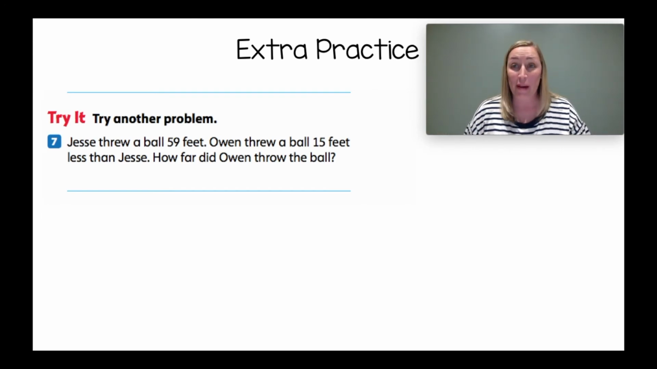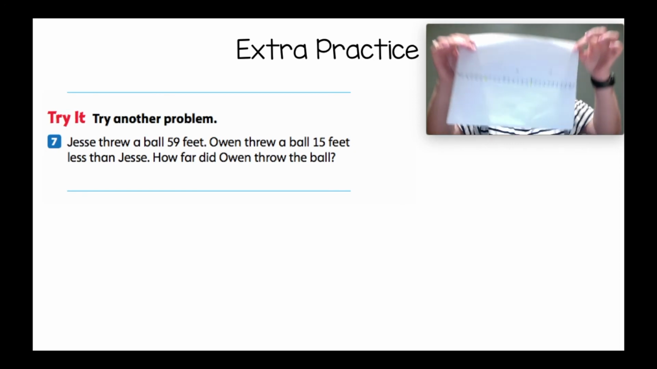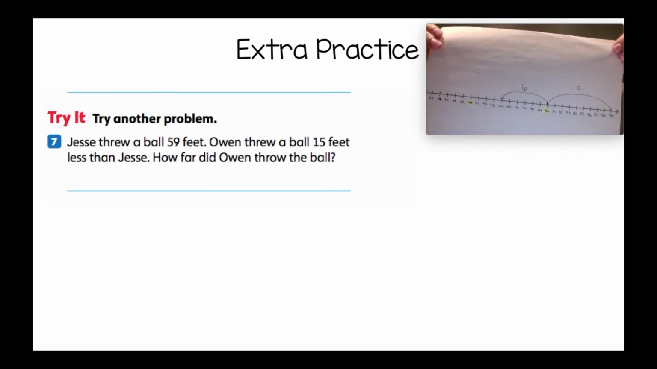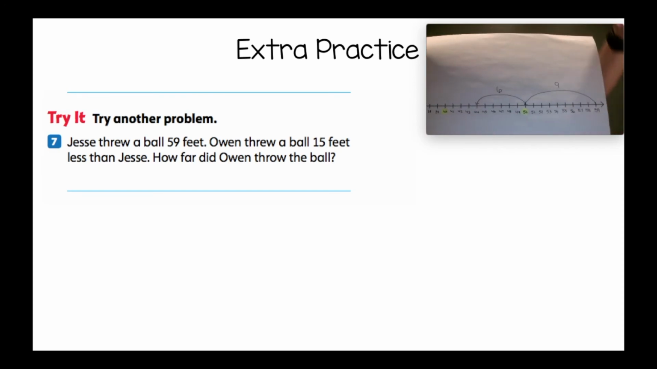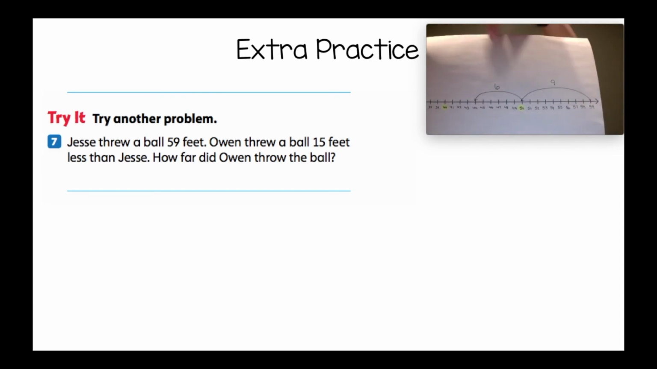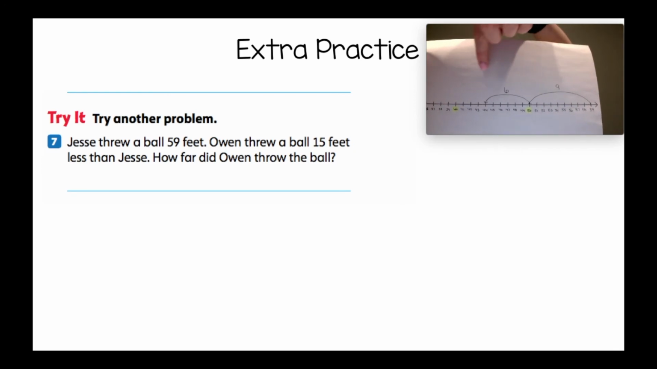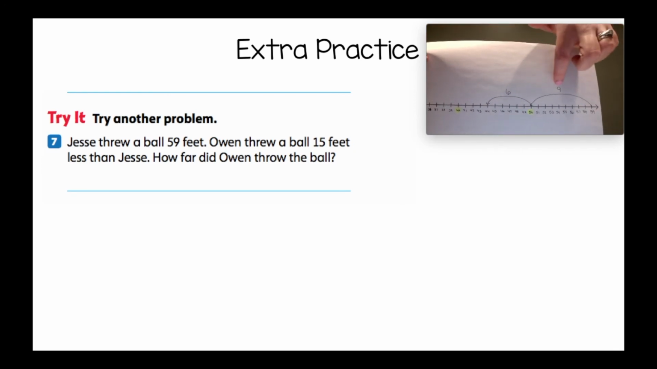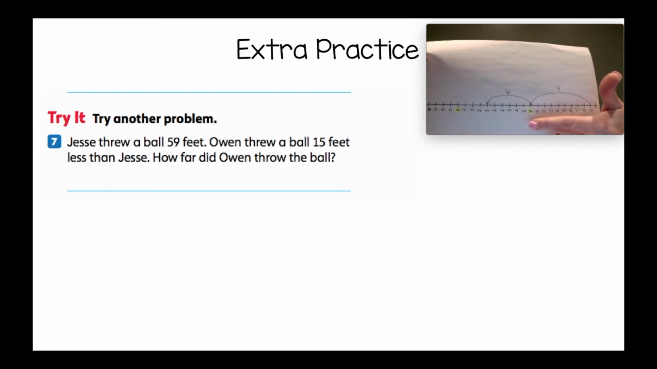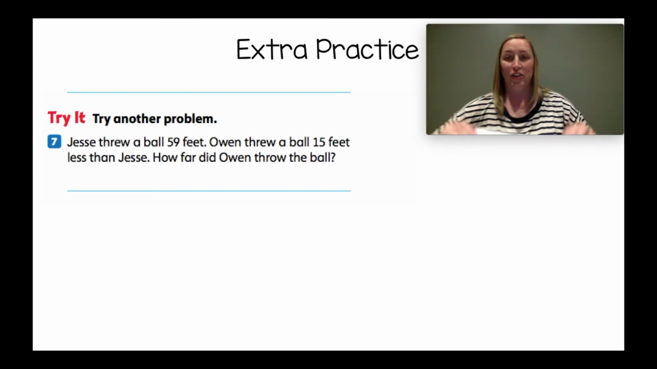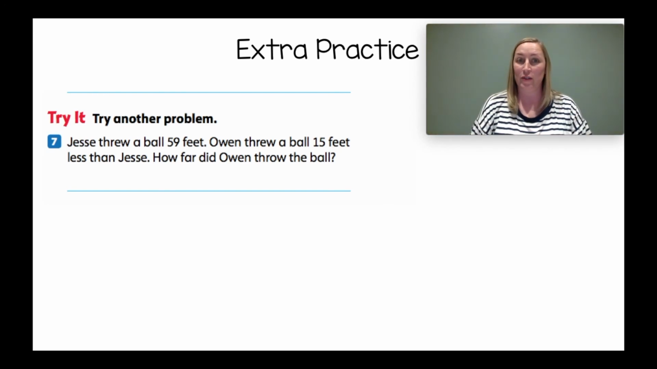Alrighty, so I'm going to show you how I chose to solve the problem. I chose a number line because I really like number lines. So I started over here at 59 and I jumped 9, so I got to 50. And then I jumped 6 more, and I landed at 44. And I know 9 and 6 made 15, so that's how I know I went back 15. And since it was less, I had to count backwards. So that's how I chose to solve the problem. And if you chose a different way, that's fine. But the correct answer should be 44 feet.